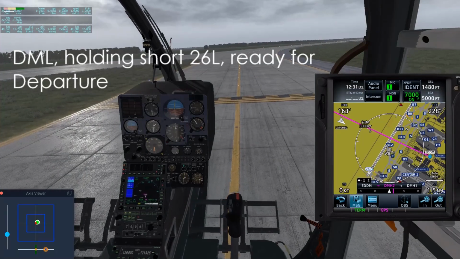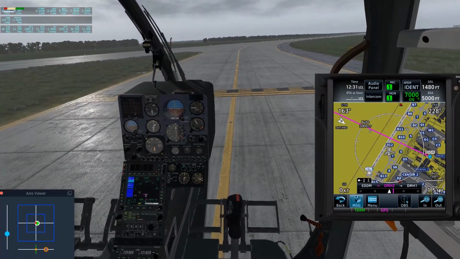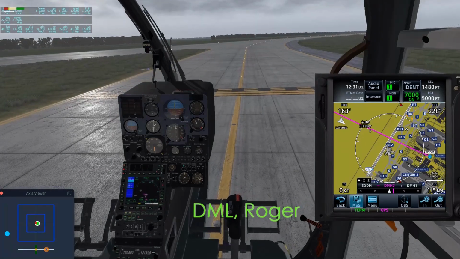Delta Mike Lima, holding short runway 26 left, ready for departure. Delta Mike Lima, roger.